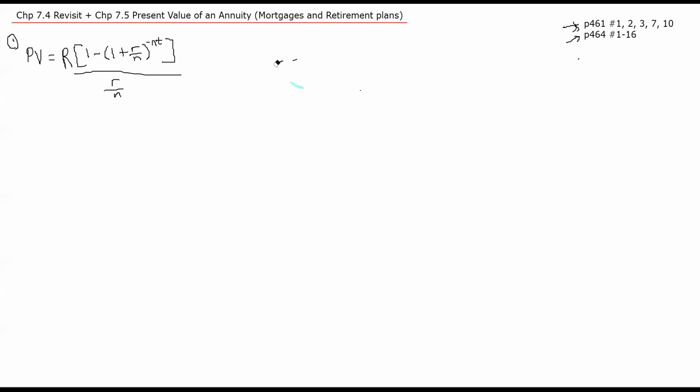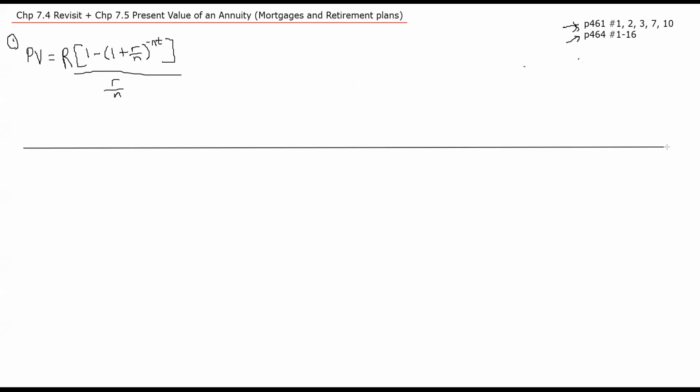Let me give you a bit of context of where this formula might be used by drawing a number line again and going through an explanation. Okay, let's deal with retirement.